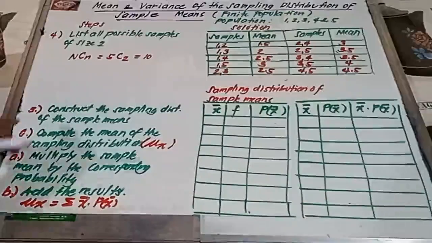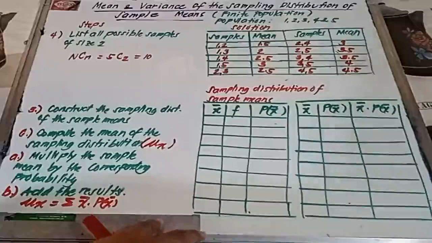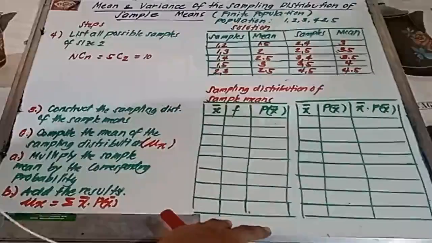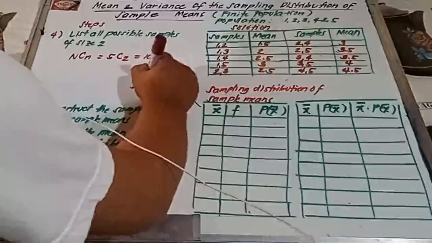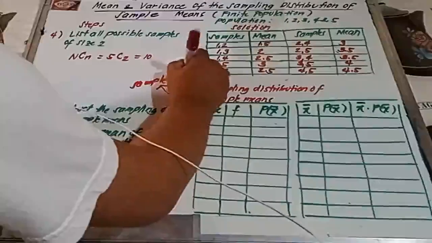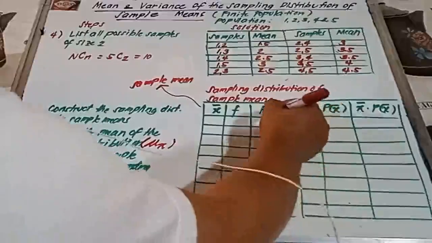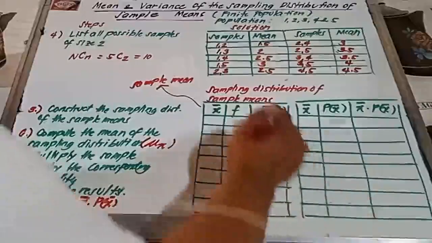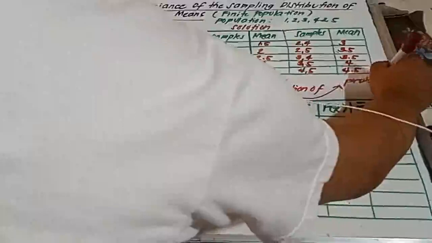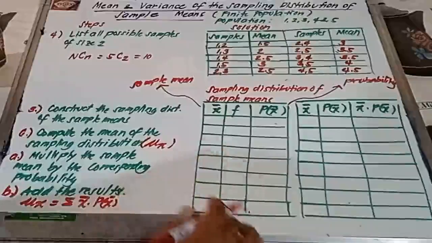Sunod natin gagawin is step number 5. We're going to construct the sampling distribution of the sample means. And ang sampling distribution of the sample means consists ng 3 columns. Yung first column natin, ito yung sample mean. Yung second column, yung frequency ng mga means natin. And then yung P, probability ng random variable x natin, yung mean, ito yung probability niya.